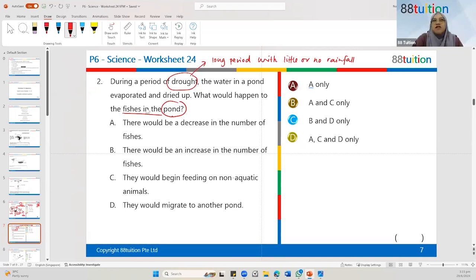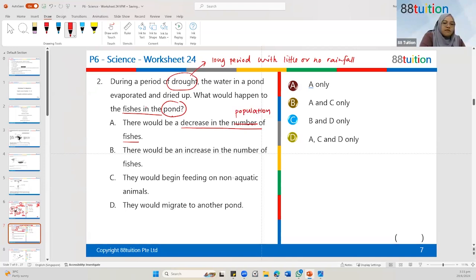Okay, so back to question number two. What will happen to the fishes? Let's look at A. There will be a decrease in the number of fishes. Actually, to phrase it with the keyword, I would not say number, but I would say population.